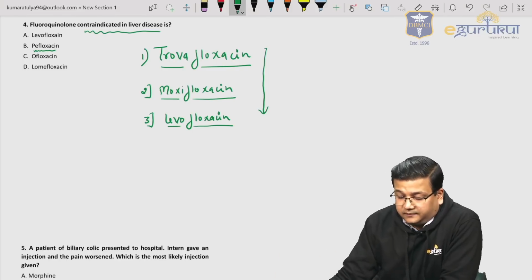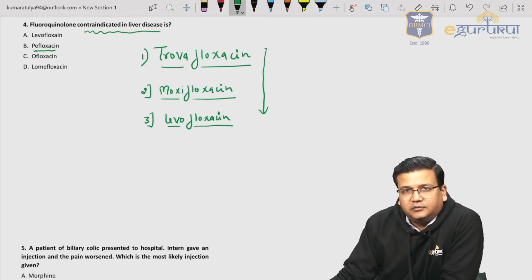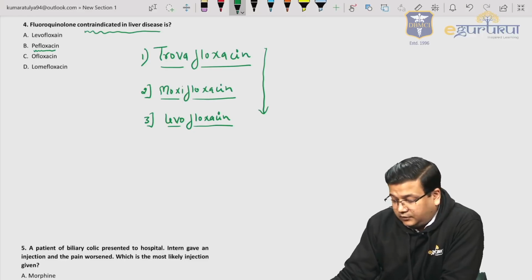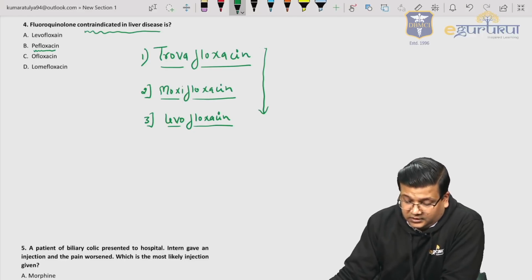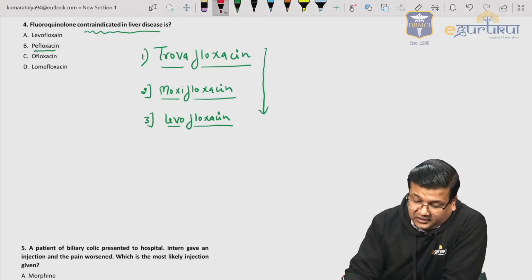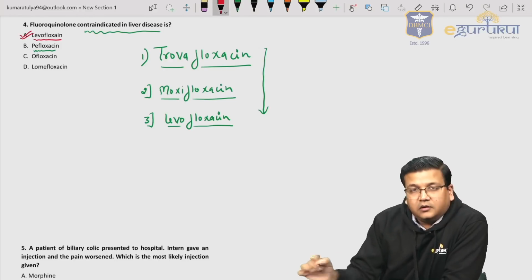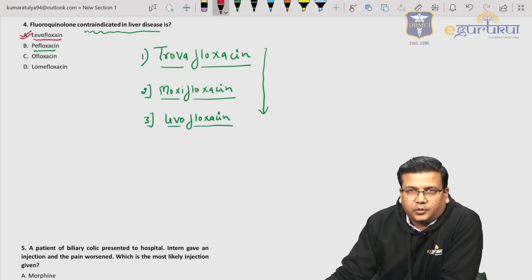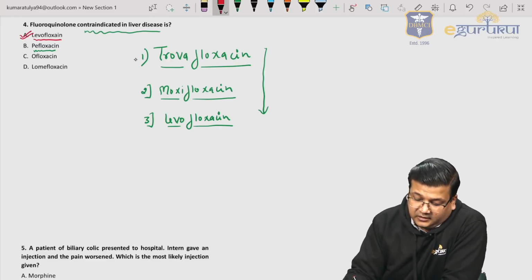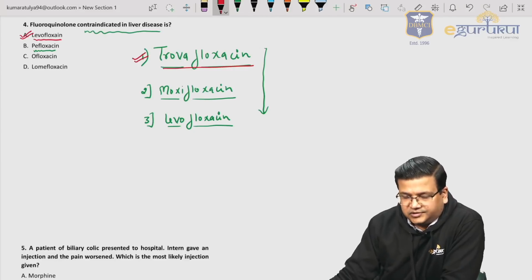So in this order, trovafloxacin being considered the most hepatotoxic, followed by moxi, followed by levo, we will look for the answers to this question, and we find that levofloxacin is given. So for this question, amongst the options provided, the best answer would be levofloxacin. But had the option mentioned trovafloxacin, that would have been the answer.